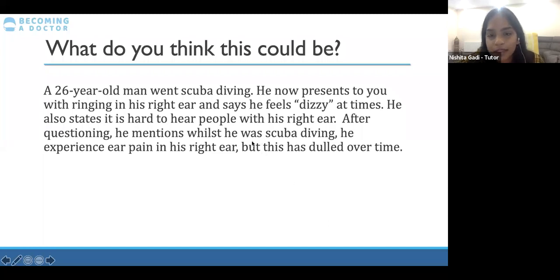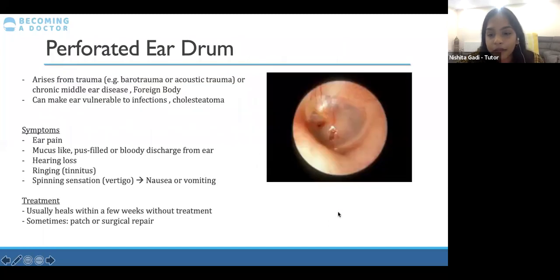So what this is, as Aksa said, is tympanic membrane rupture or perforated eardrum. It usually arises from trauma. This can be barotrauma to do with pressure, which happened here, or acoustic trauma if there's a really, really loud noise, and it can perforate the eardrum.